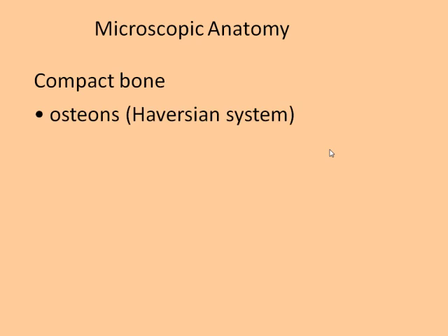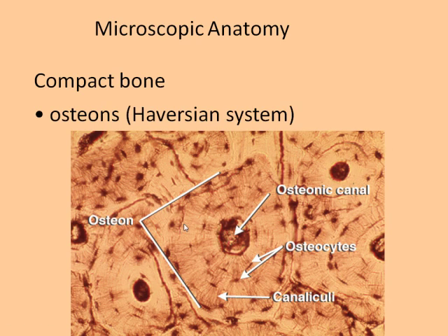Now here you see it in an actual microscope picture. There's that central osteonic canal, or Haversian canal, that has the blood vessel in it. These little things that look like spiders out here are the osteocytes. You can see the little fine canaliculi that allow for material from the blood to diffuse to the cells and material from the cells to diffuse back to the blood.